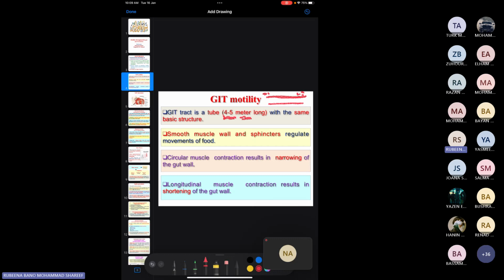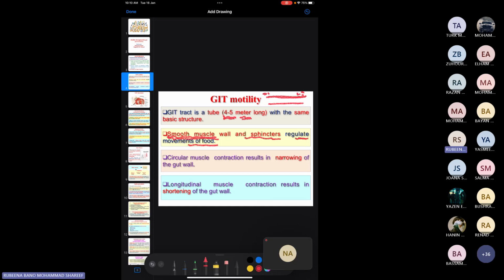Now, this tract is made up of smooth muscles. Like the heart is made up of cardiac muscle, and your skeletal system is made up of skeletal muscles, your GI system is made up of smooth muscles, and also it has sphincters. Together they regulate movements of food. When we eat, food enters the esophagus, from the esophagus to the stomach, from the stomach to the small intestine, from the small intestine to the large intestine, and from there the undigested food is expelled out by the process of defecation, right?